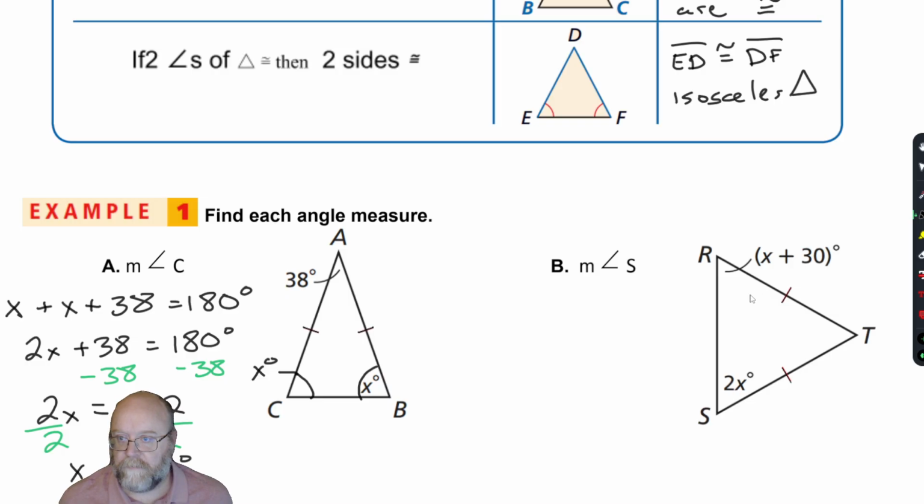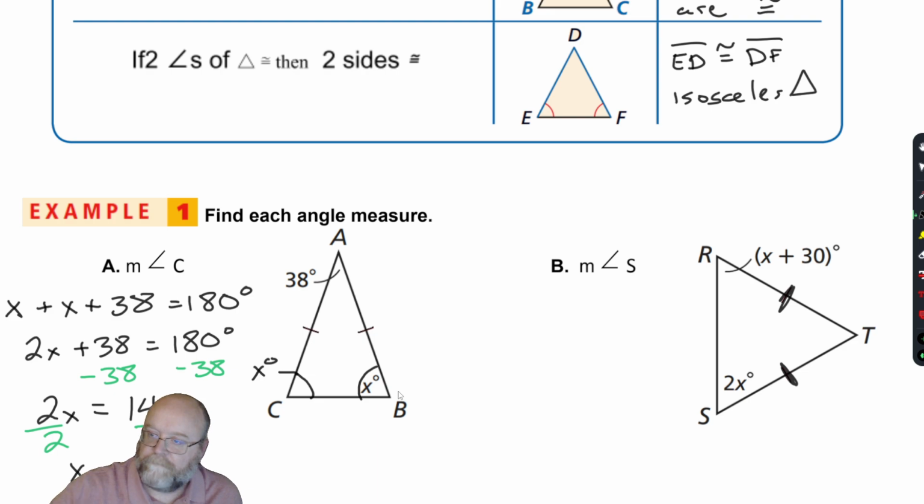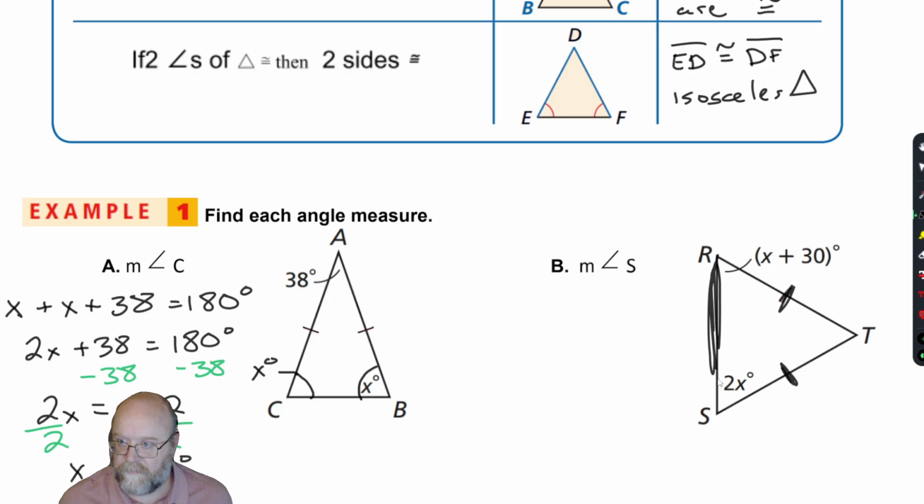Did it. Now let's come over here. I got two congruent sides. Hey, this is an isosceles triangle. That means my base angles are congruent, right? Well, which ones are my base angles? They're opposite the base. This is the base, right? The base touches both the angles, so these are my base angles. That means they got to be congruent. So if they're congruent, they're equal. So I can say they're equal.